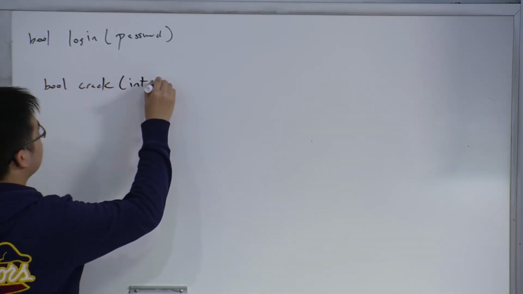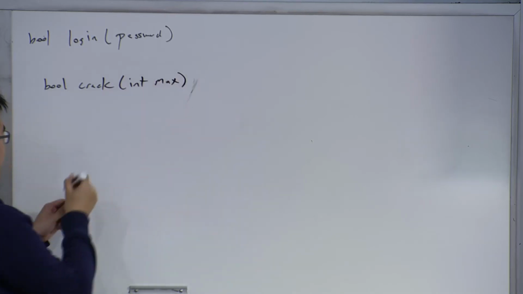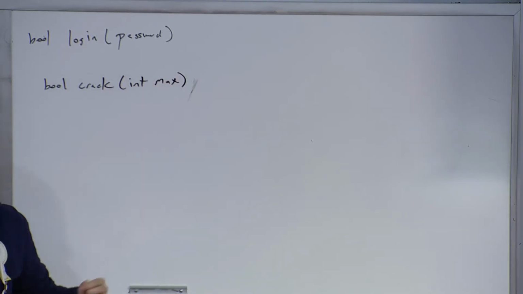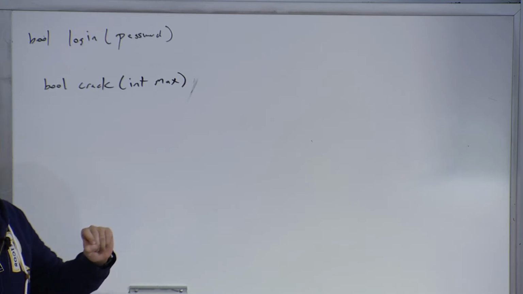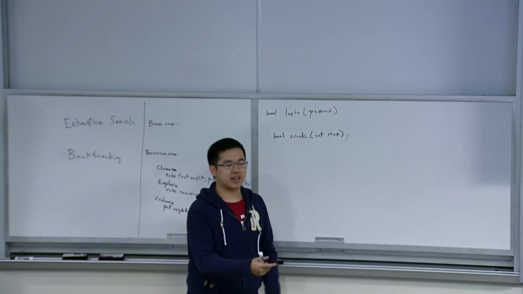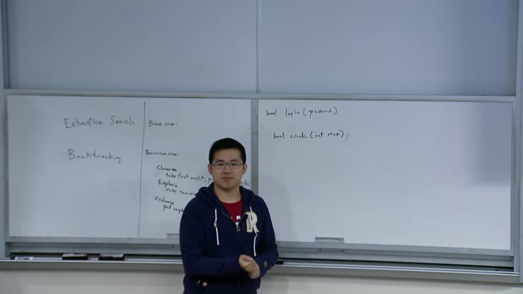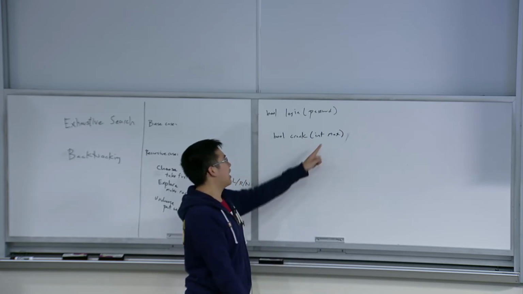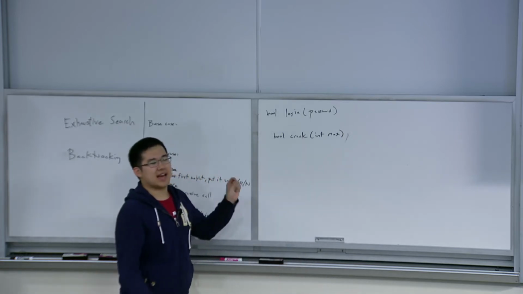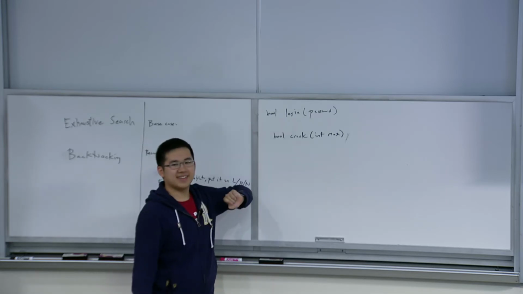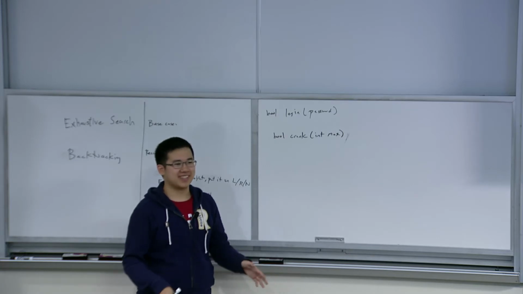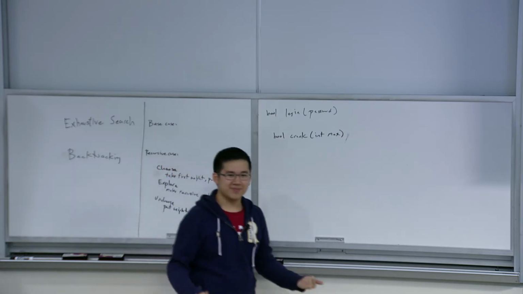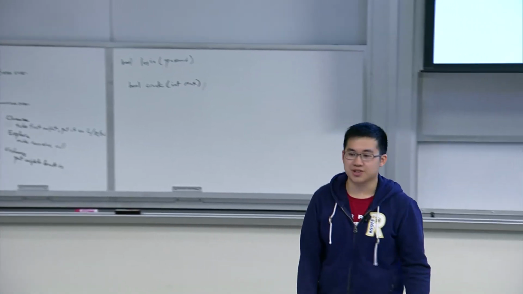You're going to write a function, bool crack, with an int max parameter, like 3, and what I want you to do is try every password up to length 3. I think we're going to restrict to alphabetical characters only. Try every password up to max. With every password we get, we try to log in with it. This is essentially brute force: I'm going to try every possible combination and find a way in. Does that make sense? That's the function we're trying to write.